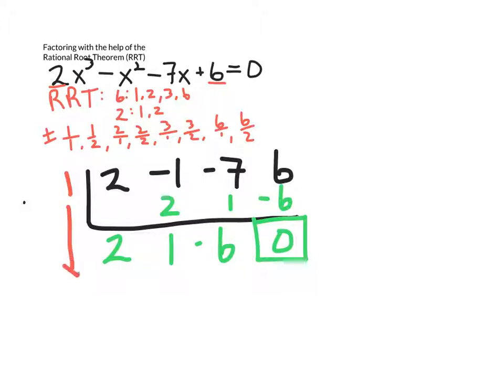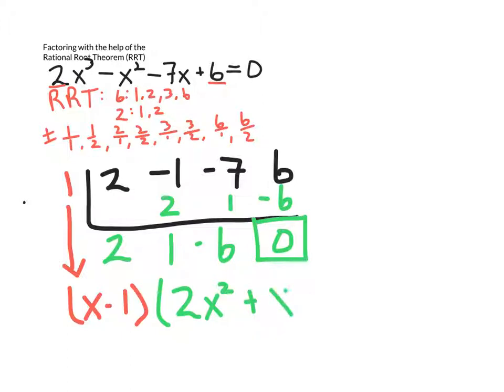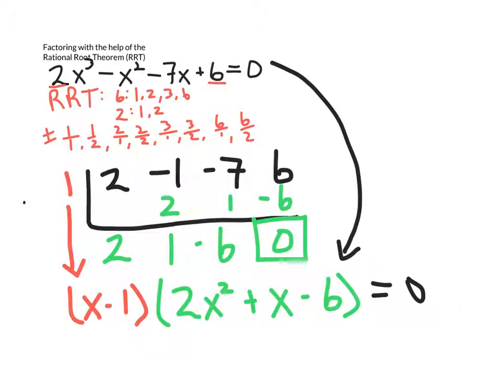I can rewrite this polynomial now. This 1 is actually going to give me the linear factor of x minus 1. The remainder of this is going to turn into a quadratic. So I will have 2x squared plus, you could put a 1 there if you'd like, I'm not going to, a 1 minus 6 is my term here. And of course, I want to set this whole thing equal to 0. I have literally gone from here to here now by using both the rational root theorem and synthetic division.